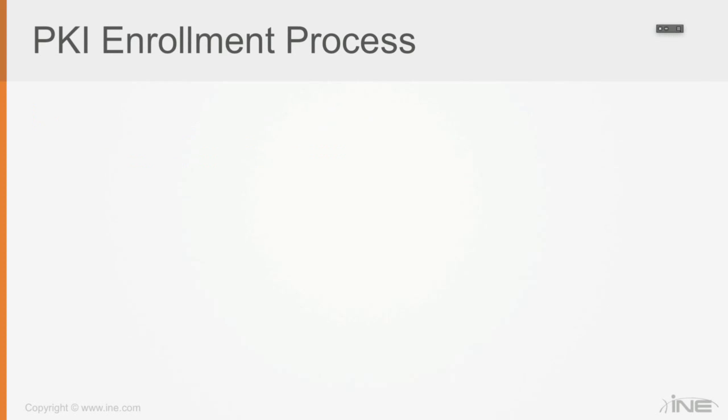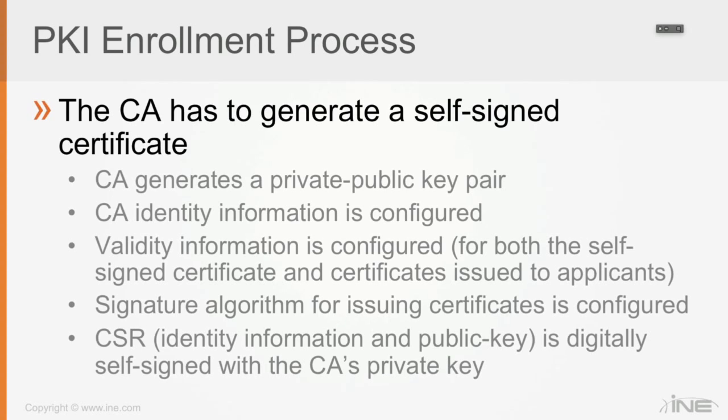Now, the enrollment process, as we saw before on the Wikipedia diagram, is of course that the CA has to first generate a self-signed certificate, which means the CA generates a private public key pair. Then the identity information is configured, like the subject name of the CA. Then also the validity information is configured for both the self-signed certificate and certificate issued to applicants.